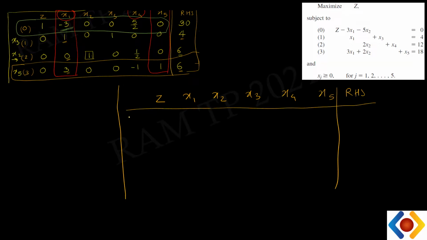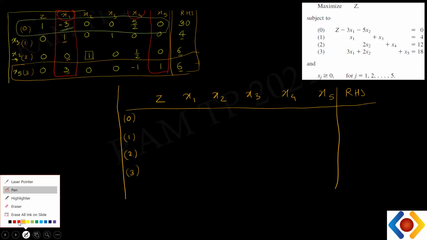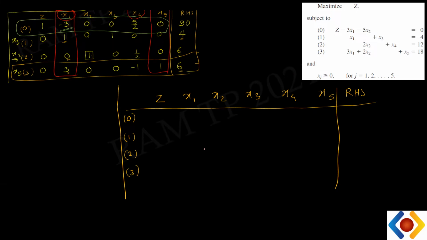Okay, zeroth equation, first equation, second equation, third equation. Which variables are going to be non-basic? X4 is going to be non-basic, and X5, right? So I'm just putting a circle around them. Okay, now let's start. What is the first thing that you will do?